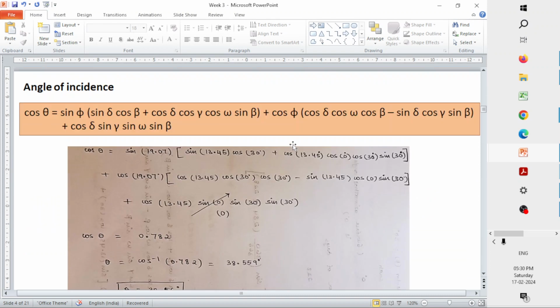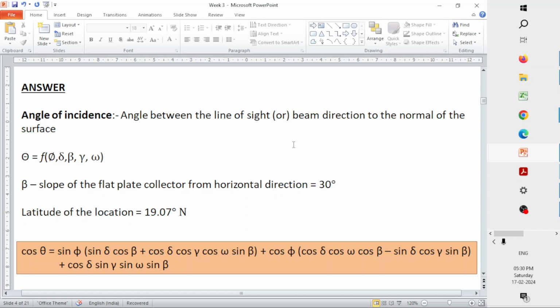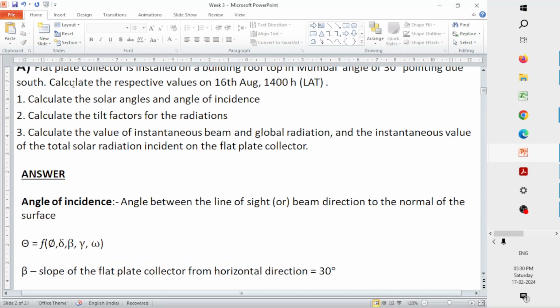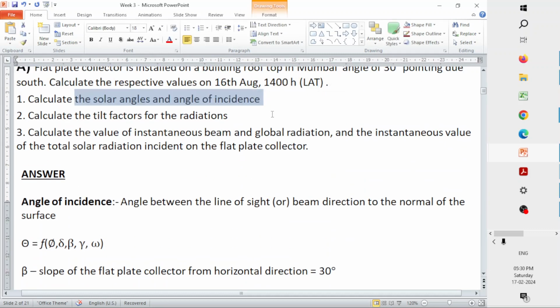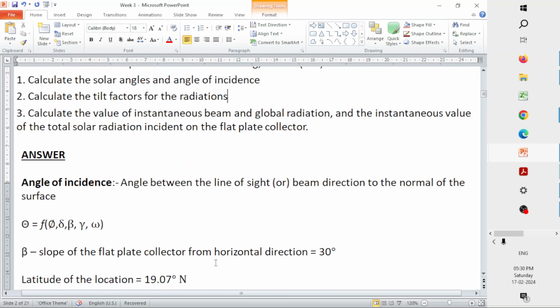So now we have completed the very first part of the question, that is calculating the solar angles and angle of incidence. Now we need to calculate the tilt factors for the radiation. There are three kinds of radiation. One is beam, that is the radiation that comes directly and falls onto the surface.